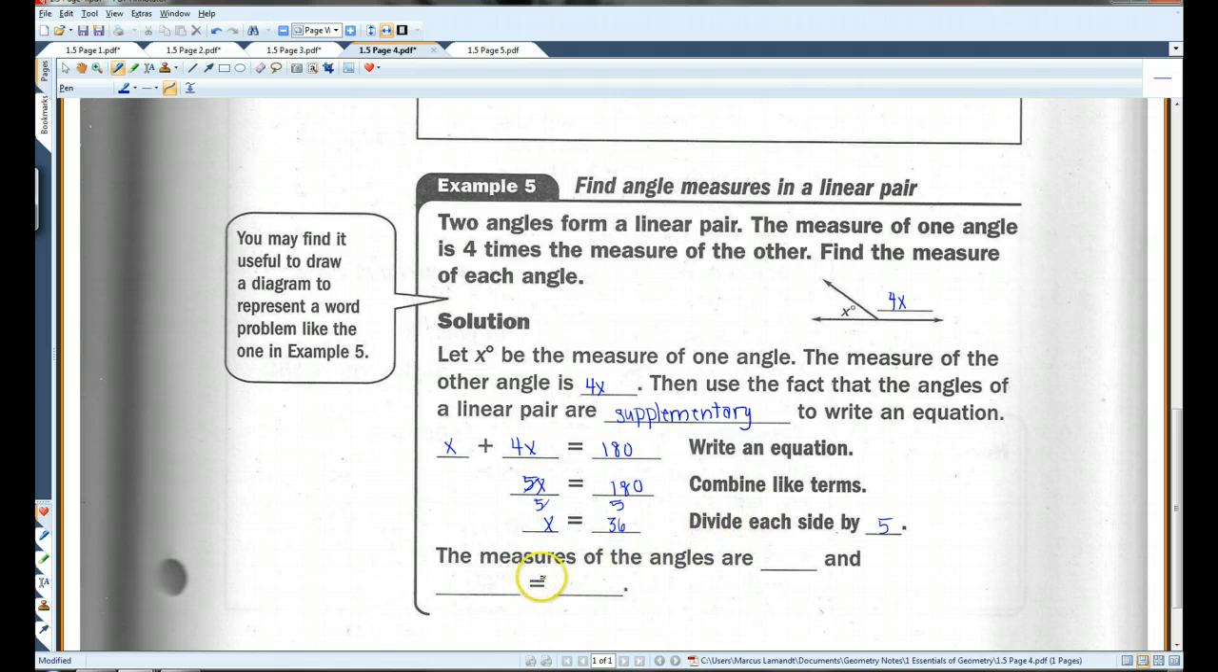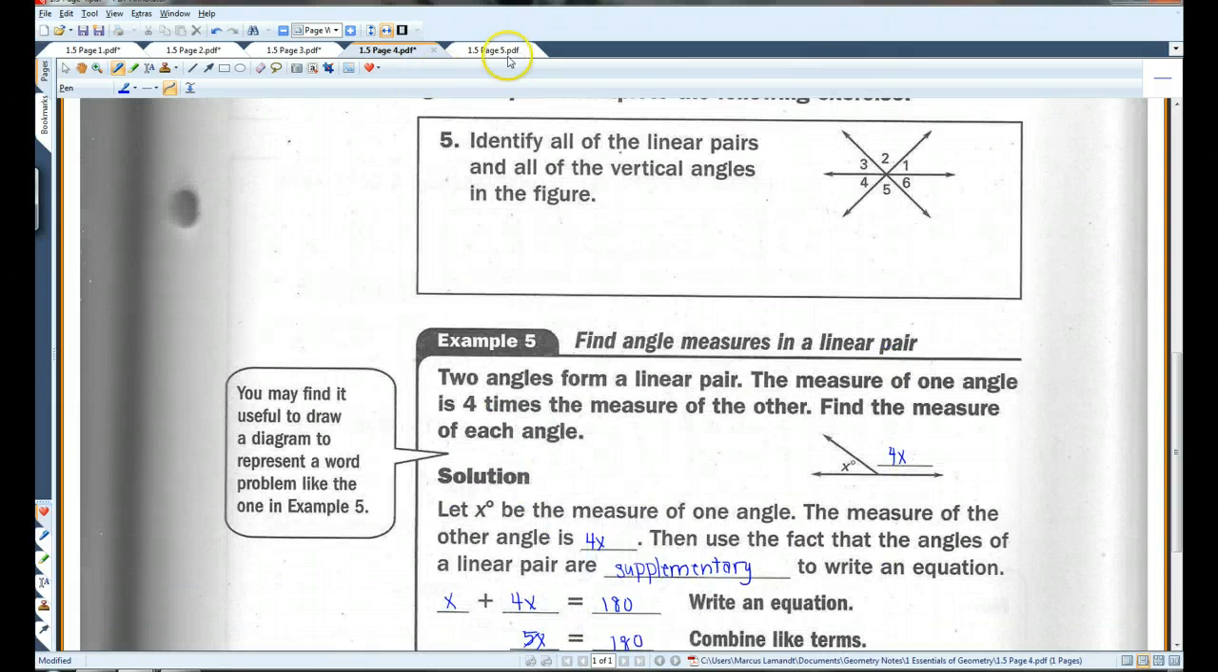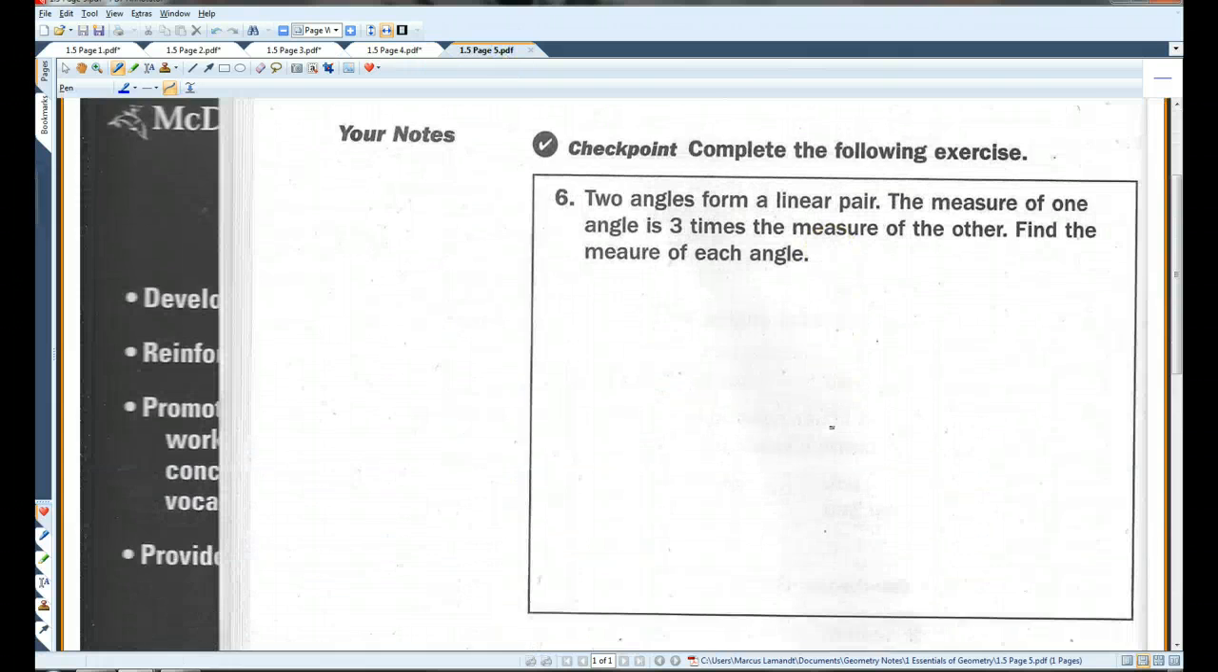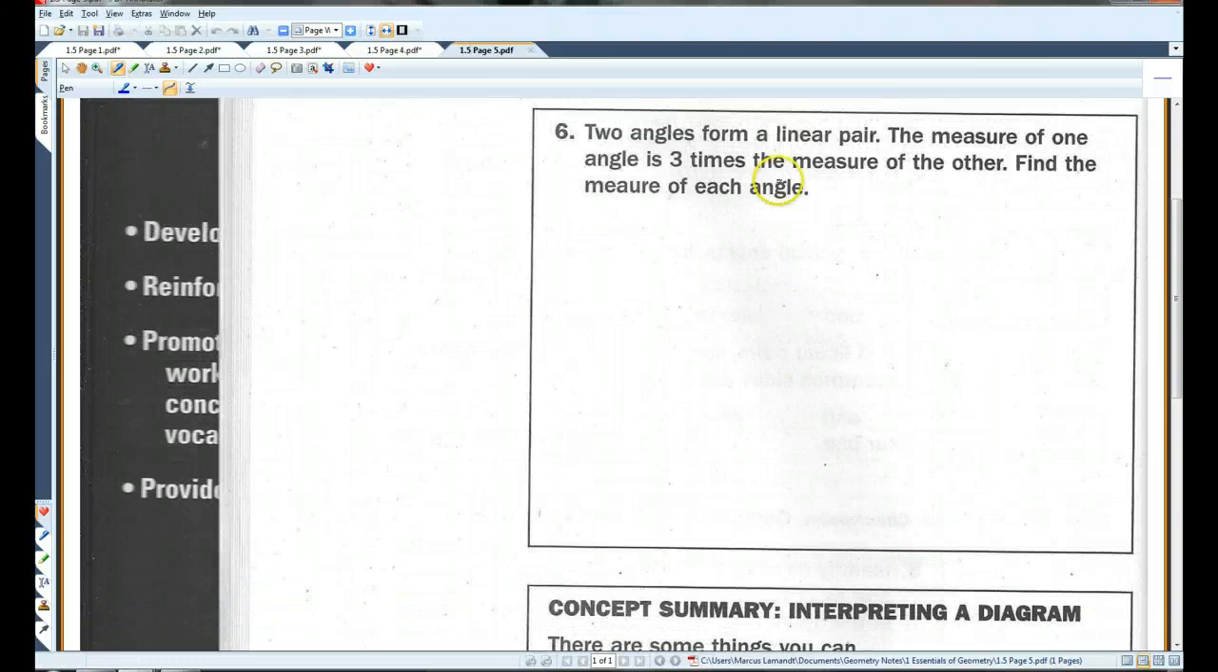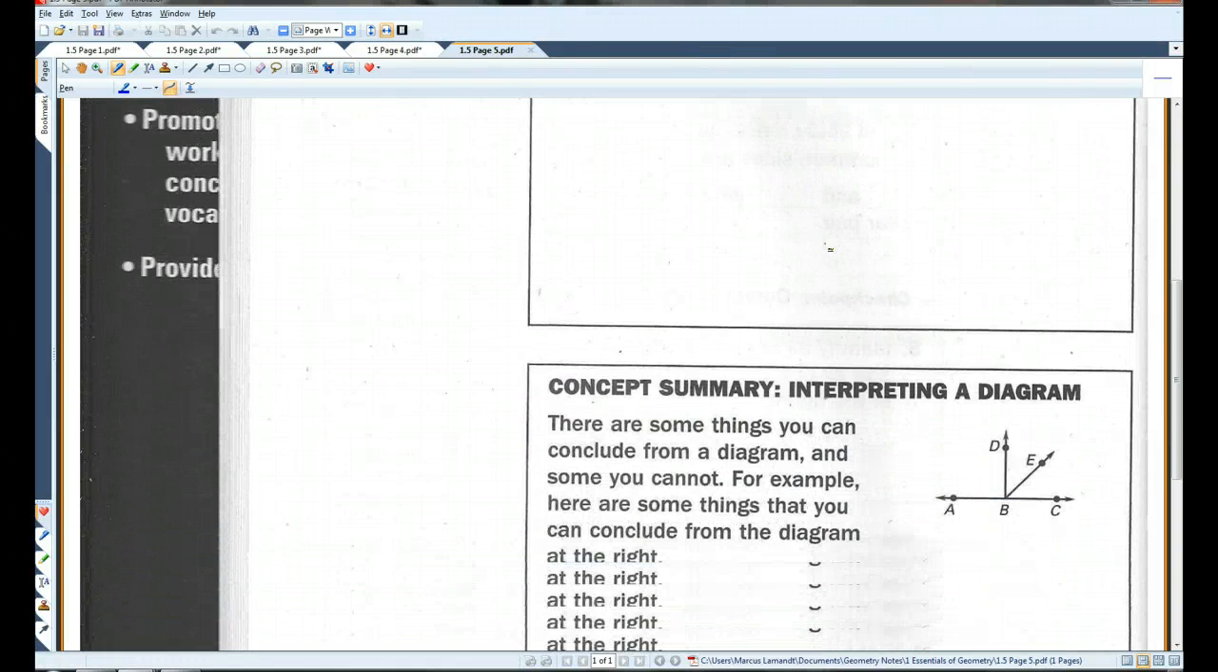Okay. The measures of the angles are 36 and 4 times 36, which is 144. Another way you could have done it is just to subtract 180 minus 36. You get 144. Alright, last page. We have a checkpoint. You guys can go ahead and pause and do that on your own.